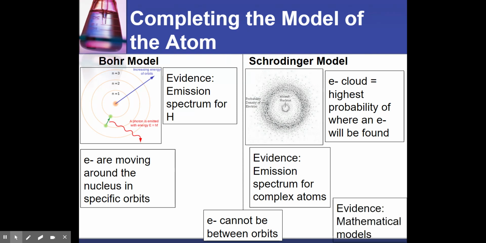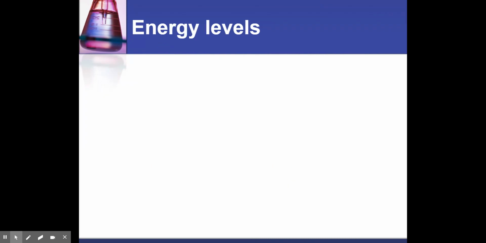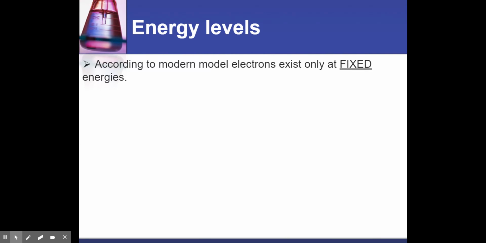He also has evidence with mathematical modeling. And so this is where we use a lot of calculus in chemistry. If we want to describe those probabilities of where an electron is going to be, we're going to have to use some mathematics to help us with that. So these energy levels are really what we are talking about now with our modern model of the atom. According to our modern model, electrons are going to exist only at these fixed energies, or very specific energies.